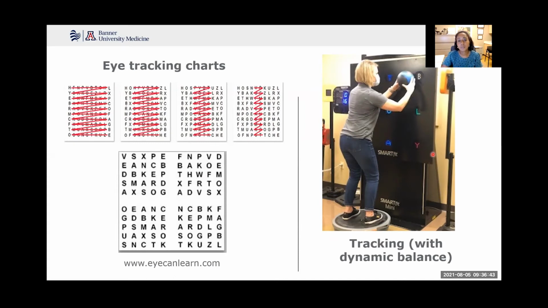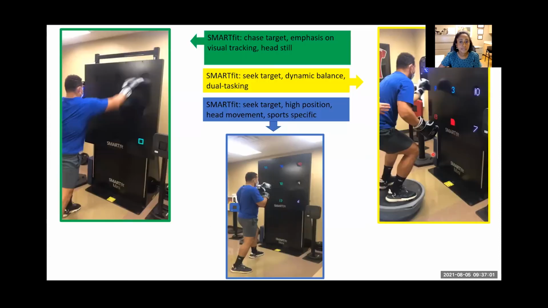So obviously there's some auditory feedback when she strikes the target. She's having to balance as well. And so there are ways that I could obviously grade this activity from a seated position and then graduate up to this dynamic balance challenge.